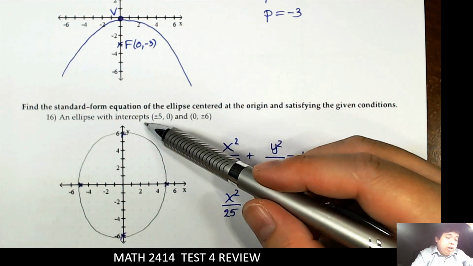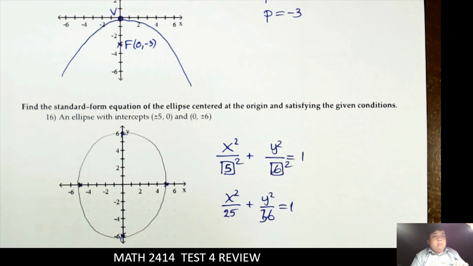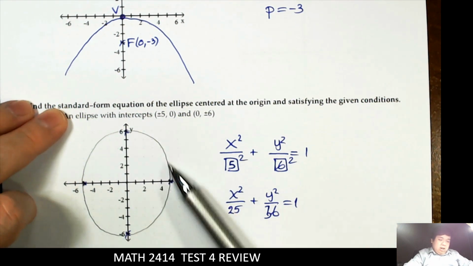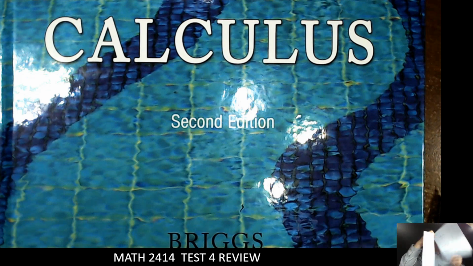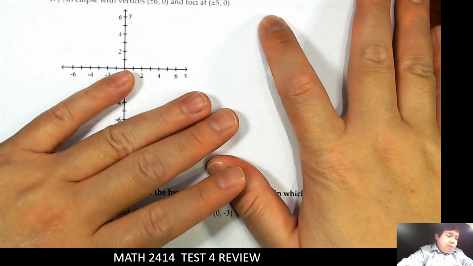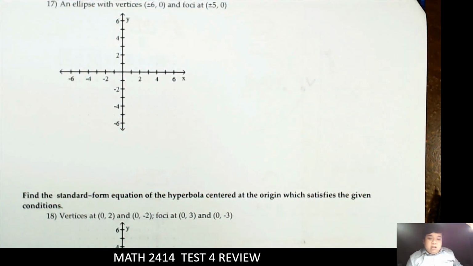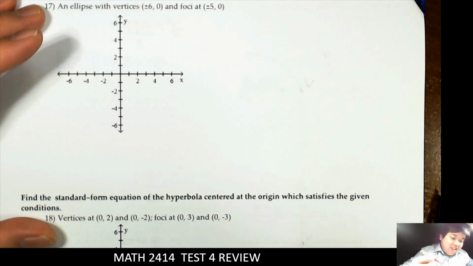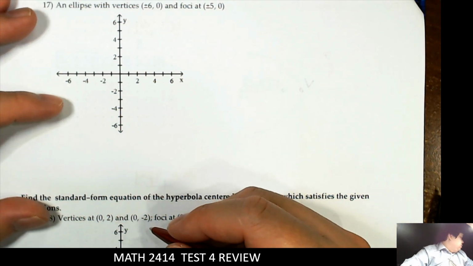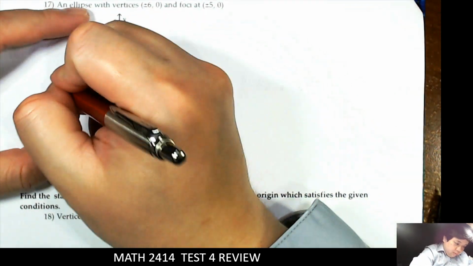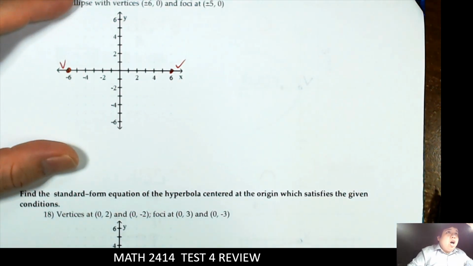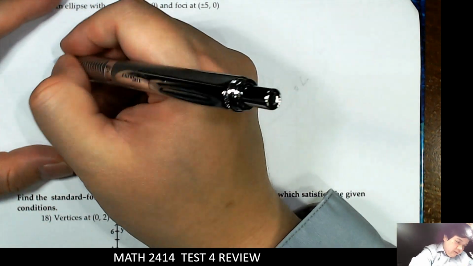Right. Even though they just give us the intercepts, we know that the ellipse has to be symmetric, and there's the center, and so it has to be 0, 0, and the ellipse goes around like that. Right. Now this one we have the vertices and the foci specifically. The vertices are 6 and 0, negative 6 and 0. So 2 vertices here and here. 2 foci, negative 5 and 5.